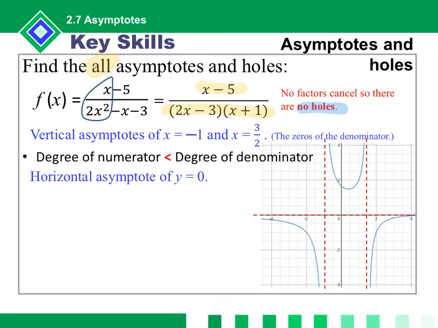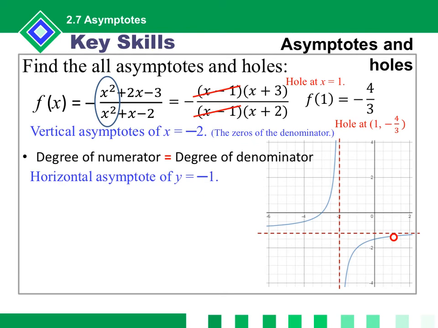So what about the horizontal? I just need to check the degree of numerator. It's less than the degree of denominator. So that means the horizontal asymptote is y is equal to 0. And when I graph it, I am able to see the same thing.